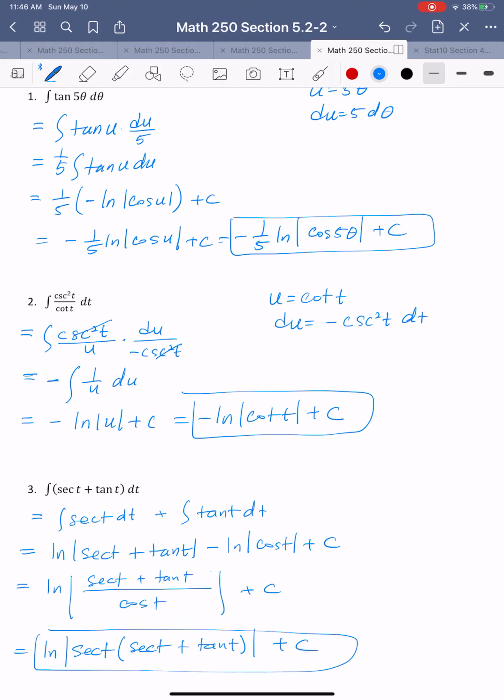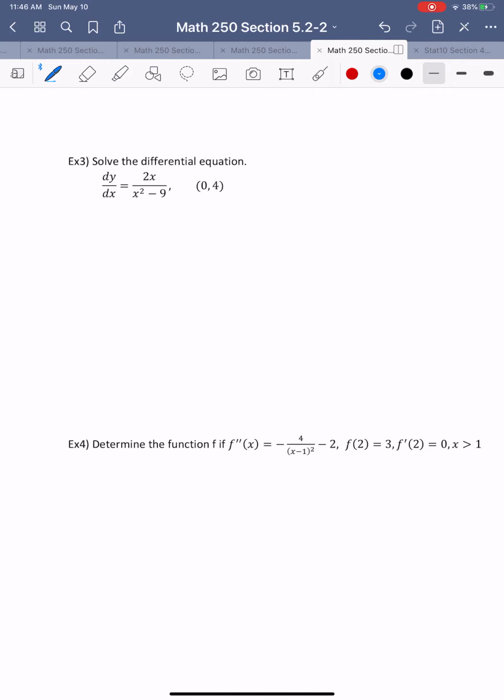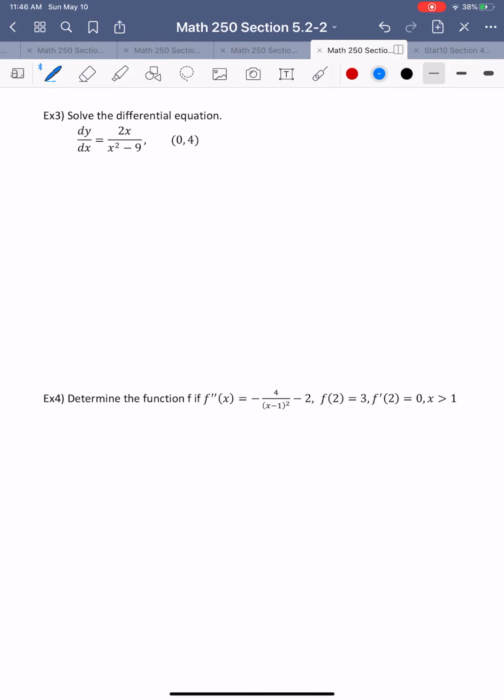Okay, all right, let's go to the next page. Now example 3: solve the differential equation. For number 3, in order to do this, I want to say y equals the integral of f prime of x, because this is f prime of x, right? So 2x over x squared minus 9 dx.